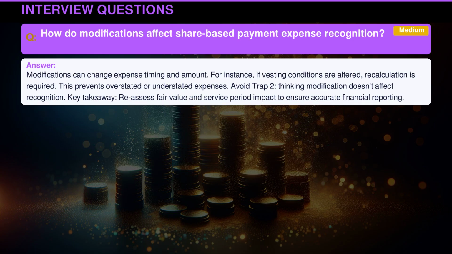Modifications can change expense timing and amount. For instance, if vesting conditions are altered, recalculation is required. This prevents overstated or understated expenses. Avoid trap 2, thinking modification doesn't affect recognition. Key takeaway: reassess fair value and service period impact to ensure accurate financial reporting.